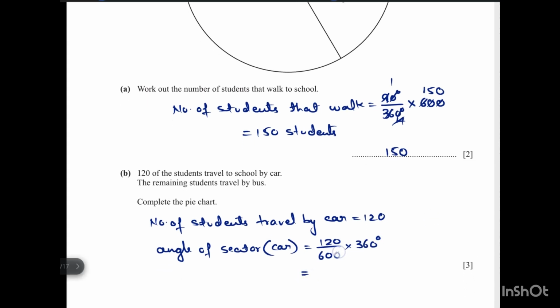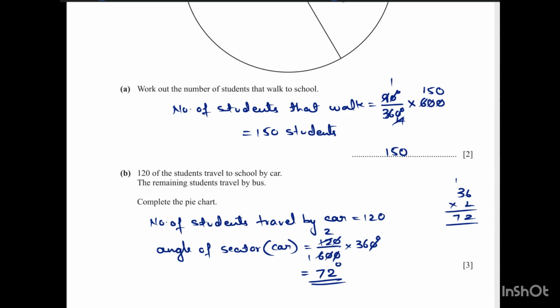Now calculate: 0 0 cancel, 0 0 cancel, 6 times 1, 6 times 2 is 12, 2 into 36. Find out 2 into 36: 2 6s are 12, 2 3s are 6 plus 1, 72. 72 degrees is the angle of the vector for the students who travel by car.